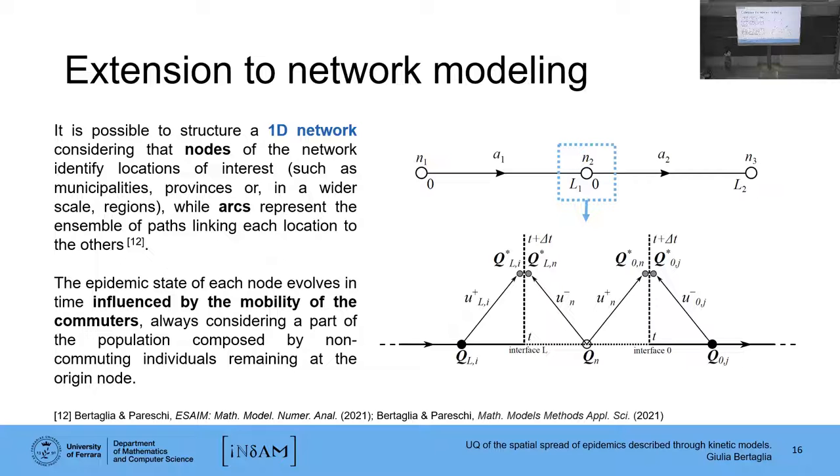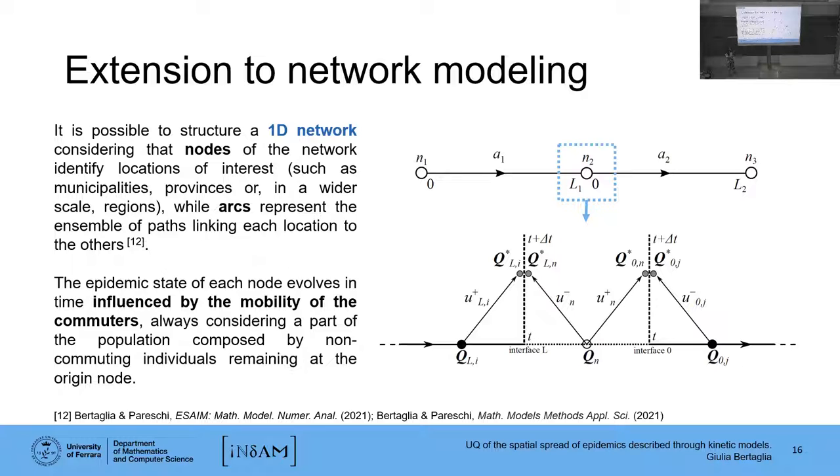Considering the spatial domain, it is possible to extend this method to a network approach like the one used in traffic models, chemotaxis models, or even blood flow models, for example. And so to consider a network composed of nodes, in a one-dimensional domain still, where the nodes of the network identify locations of interest, which can be municipalities, provinces, regions, depending on the scale we want to analyze.